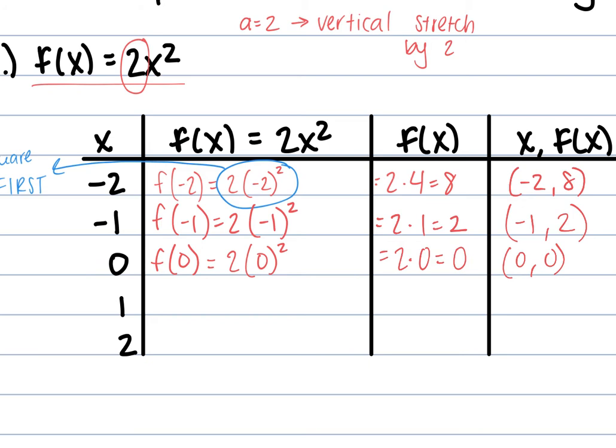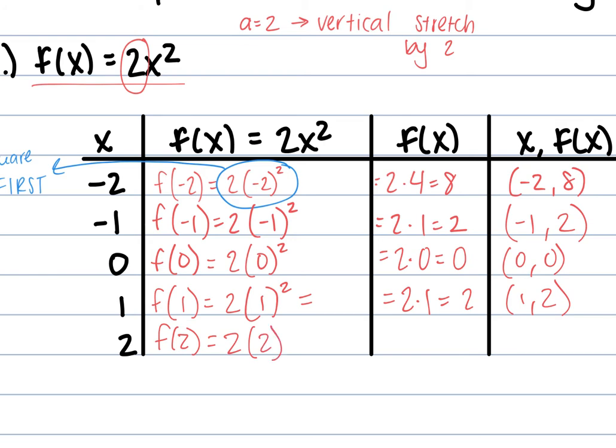Someone walk me through the fourth one. Isa? So you plug in the 1, so it's f of 1. Yep. And then it's 2 times 1 squared. And 1 squared equals 1. And 1 times 2 equals 2. So it'd be 1 comma 2. Good. And the last one. Gabby. So you replace the x with the 2. Yep. And 2 squared is 4, so 2 times 4 is 8, so that's our 2 comma 8. Love it.